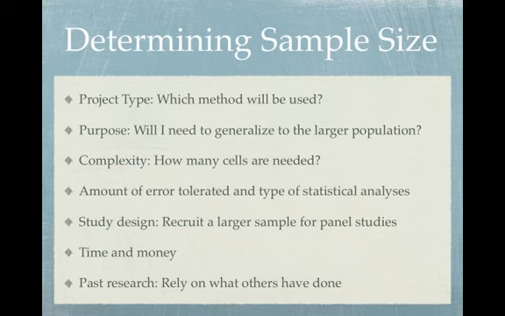Other things include the amount of error that you can tolerate, and we talked a little bit about it earlier. The study design, for example, if you're running a panel study, where you test people at different time intervals, you definitely need to oversample at the first time because people will decide not to participate the second time. So you need to make sure you have an adequate number of participants to run analyses. Time and money is a big issue. We talked about it earlier, and also past research. It is important to review what others have done and make sure that you are within acceptable ranges close to them.